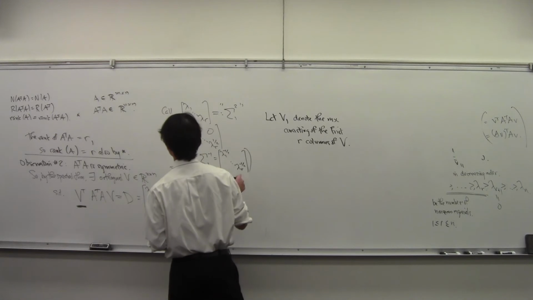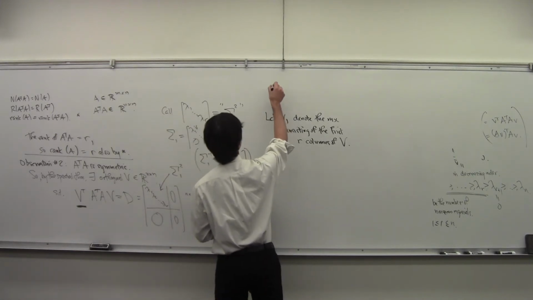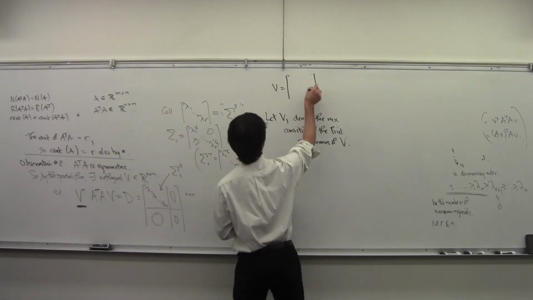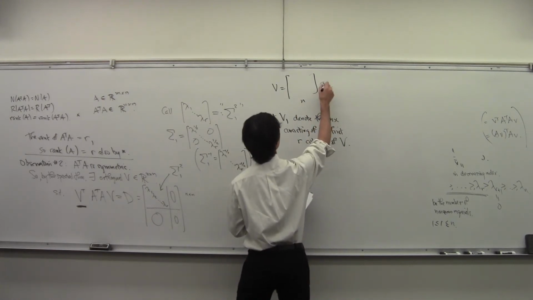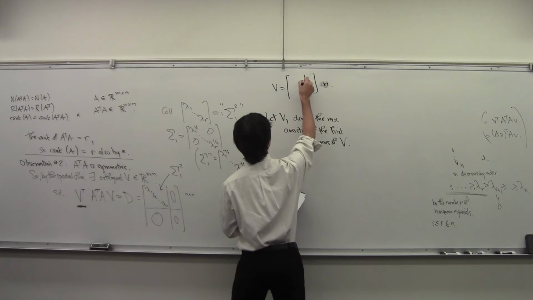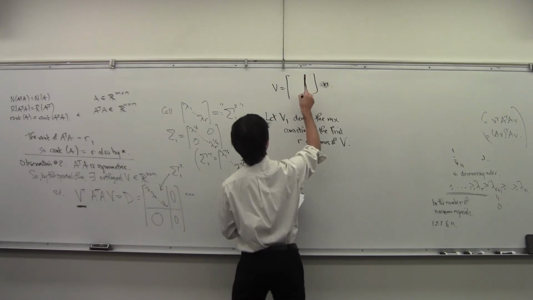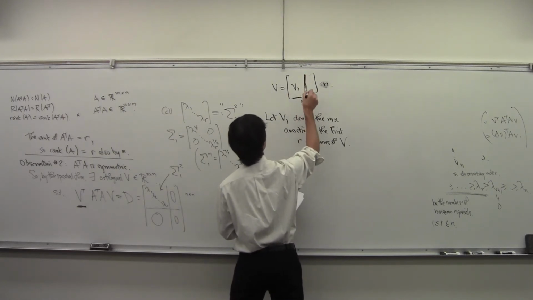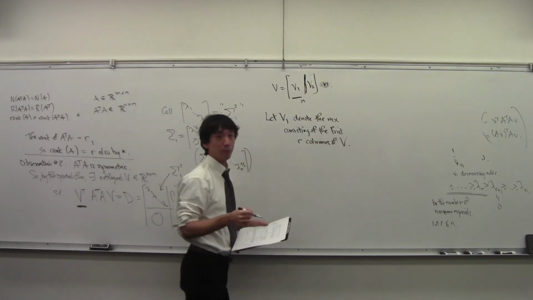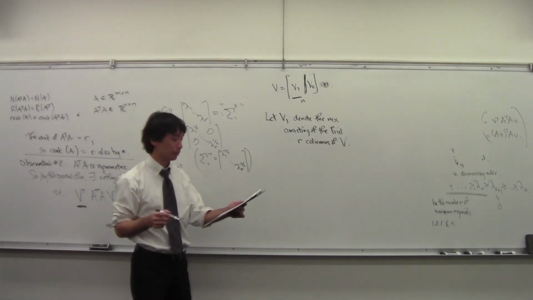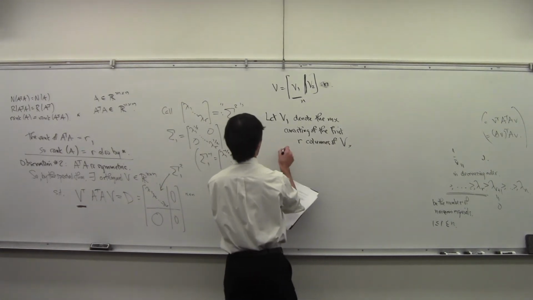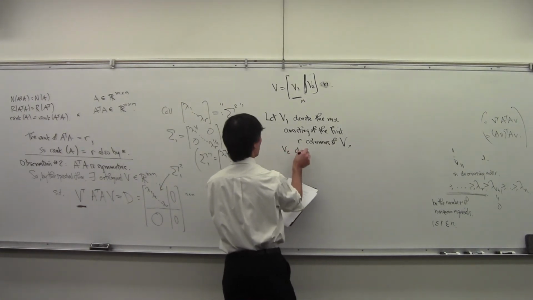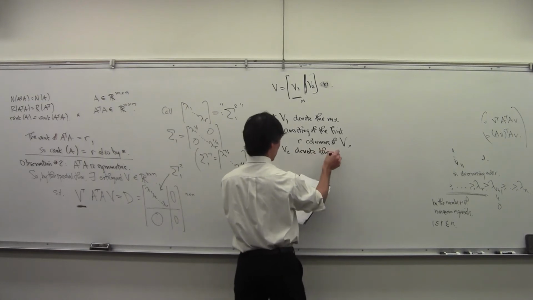So remember, V was an n by n matrix, and we're going to take the first r columns. The first r columns, we're going to call that thing V1, and then the remainder we're going to call V2.